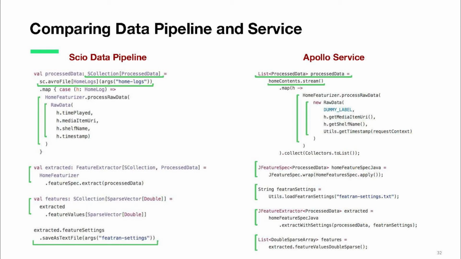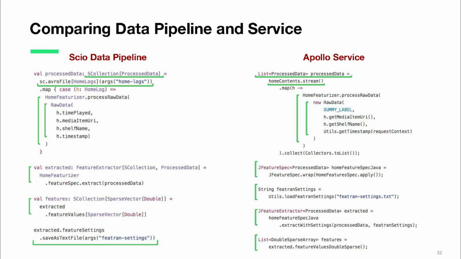So I want to now look at the SHIO data pipeline and the Apollo service side by side, just so you can see how common the functionality of using Featran is in both of these settings. One is, again, a SHIO data pipeline and the other an Apollo service written in Java. OK, so initially, both have to get their data from somewhere.